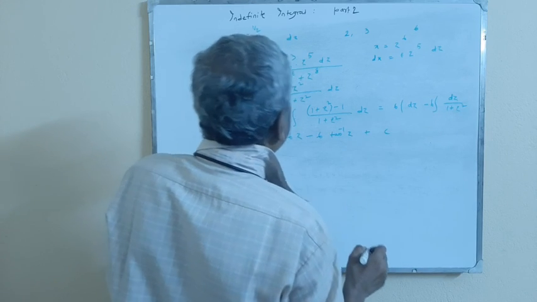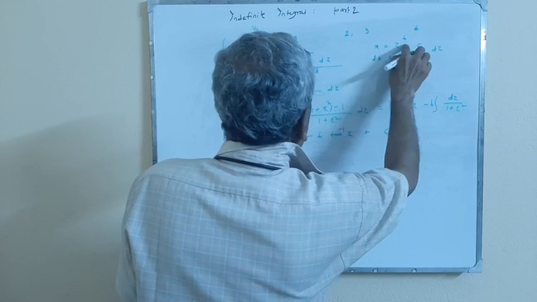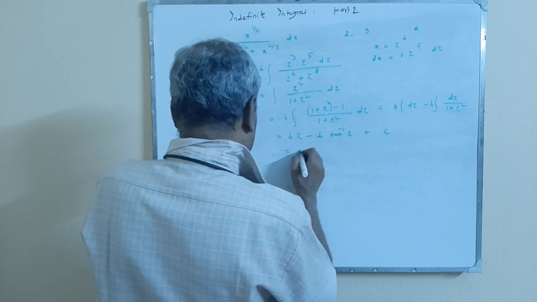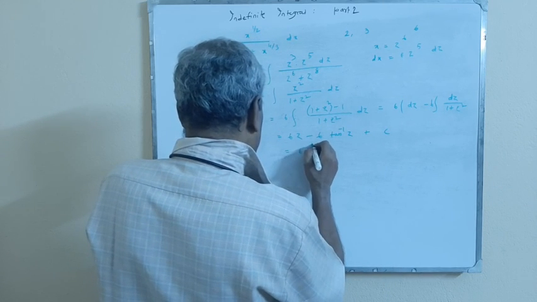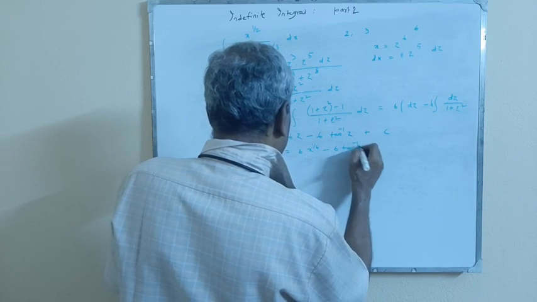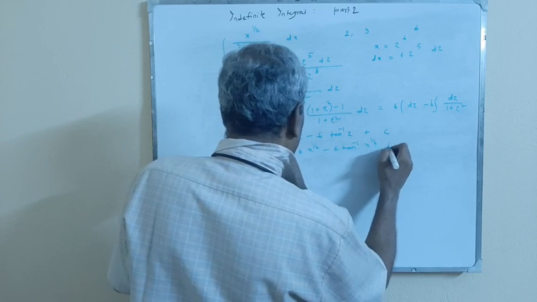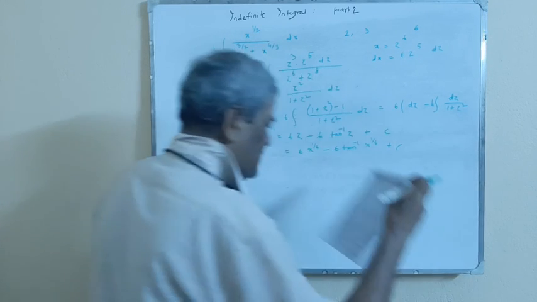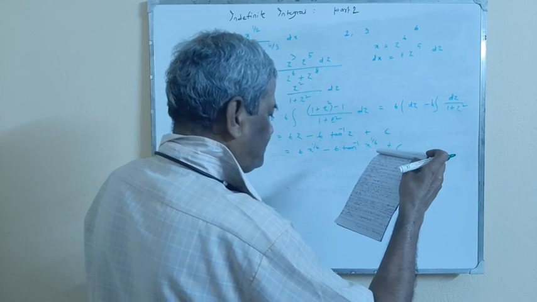Now put the value of z. Z means x to the power 1 by 6. So 6 x to the power 1 by 6 minus 6 tan inverse of x to the power 1 by 6 plus c. Let us see what is the result.